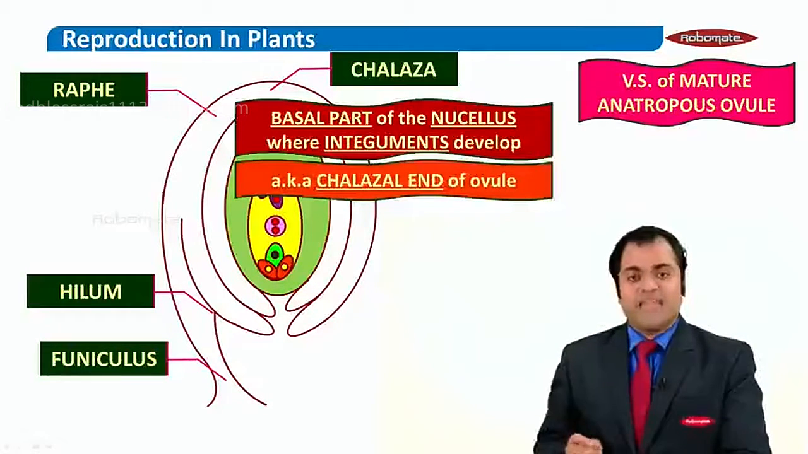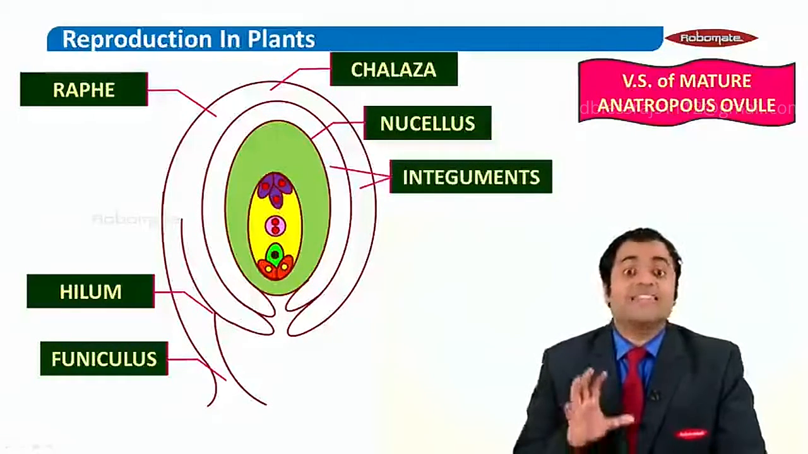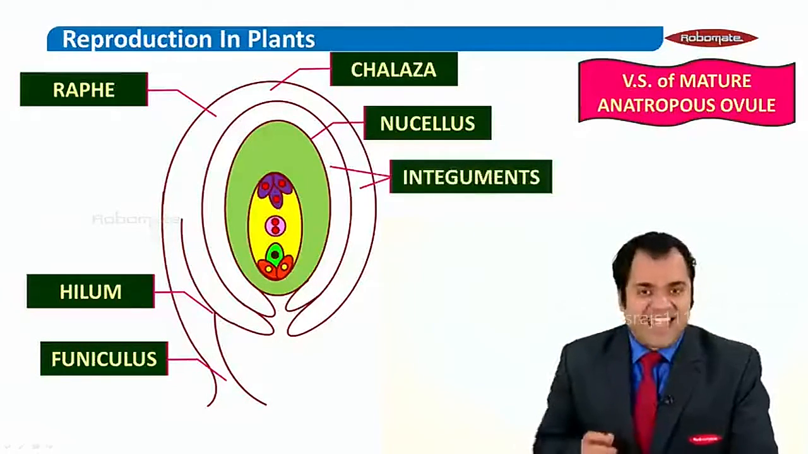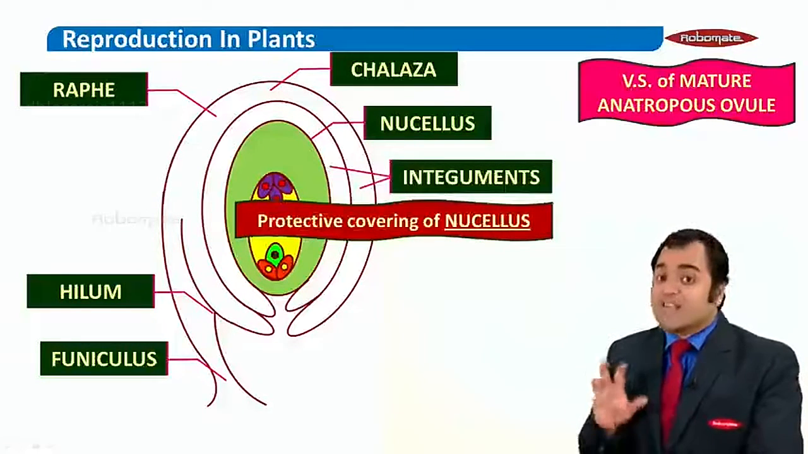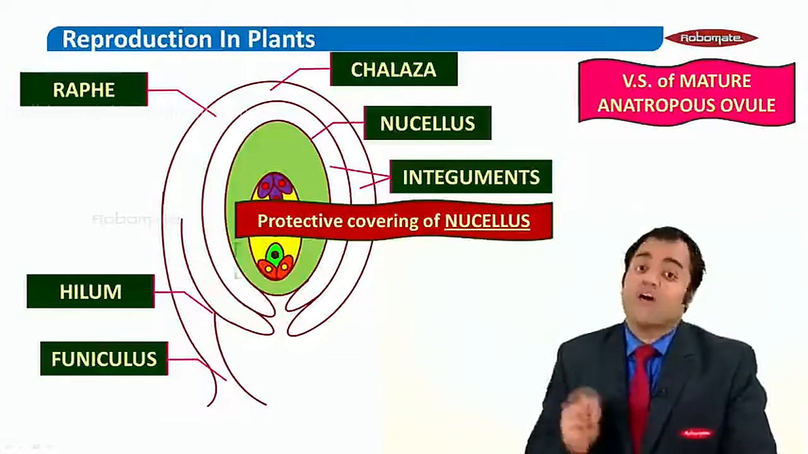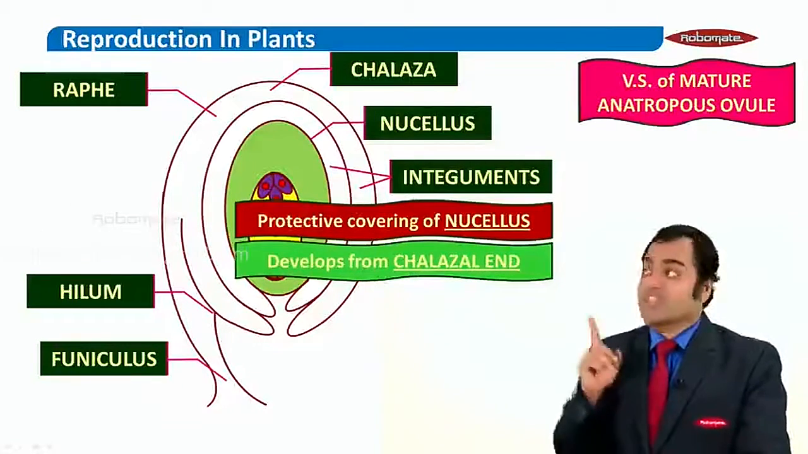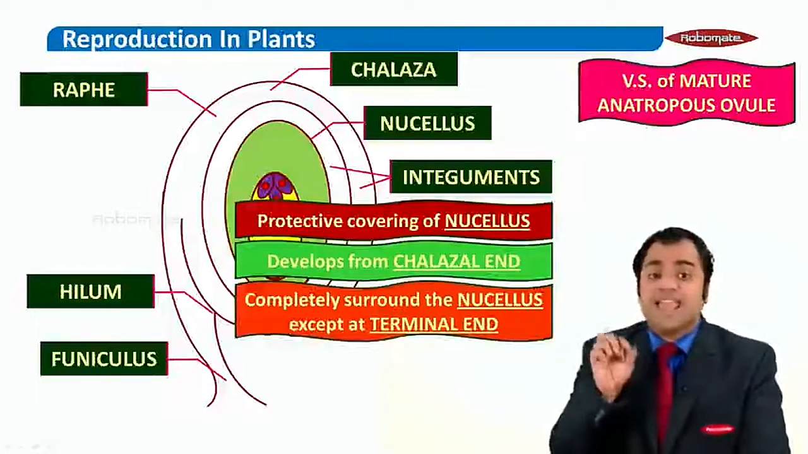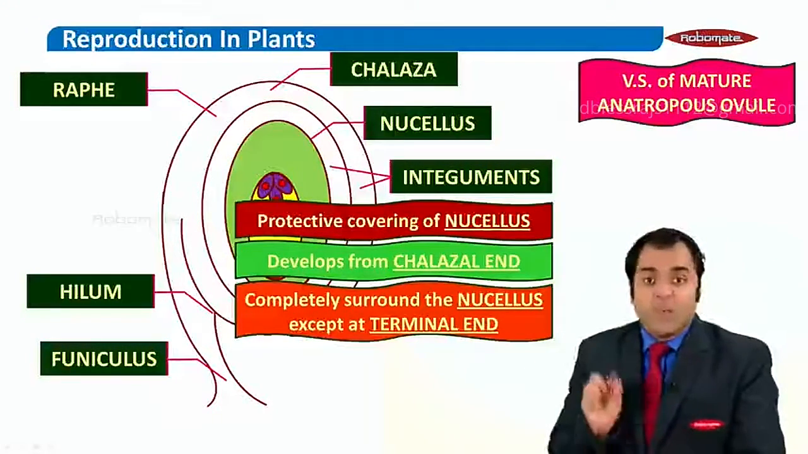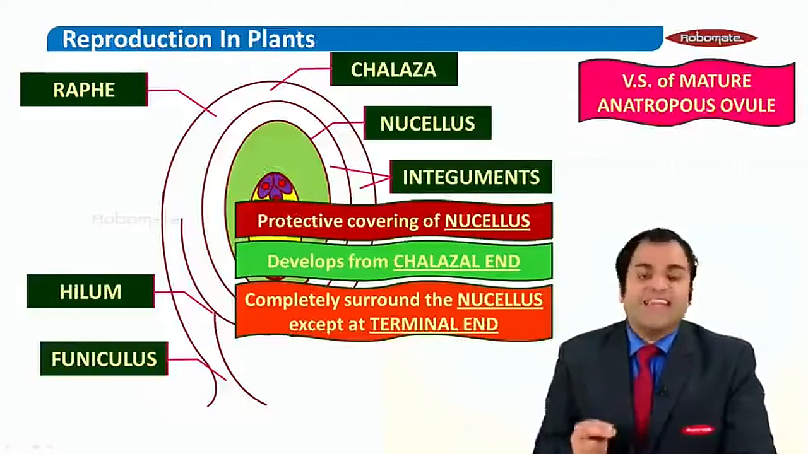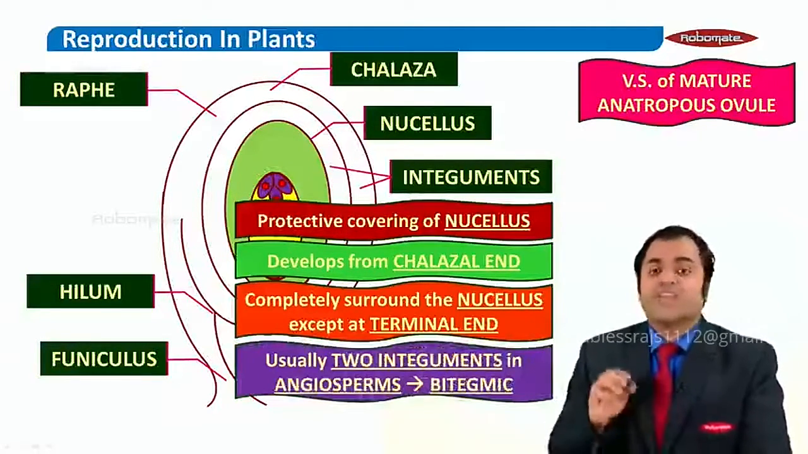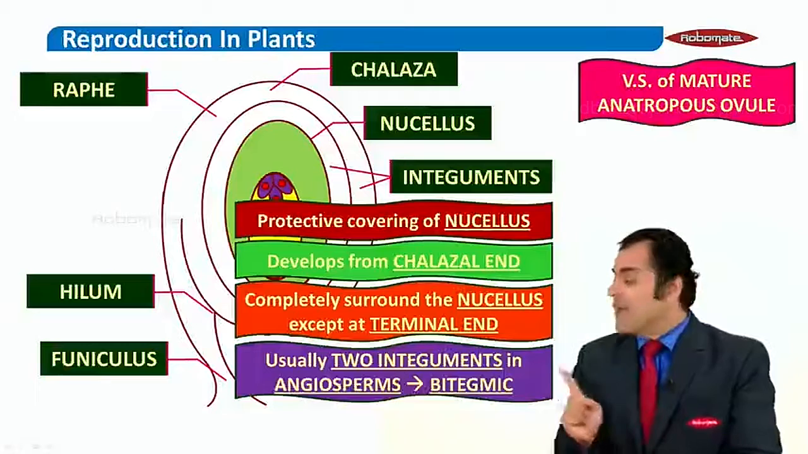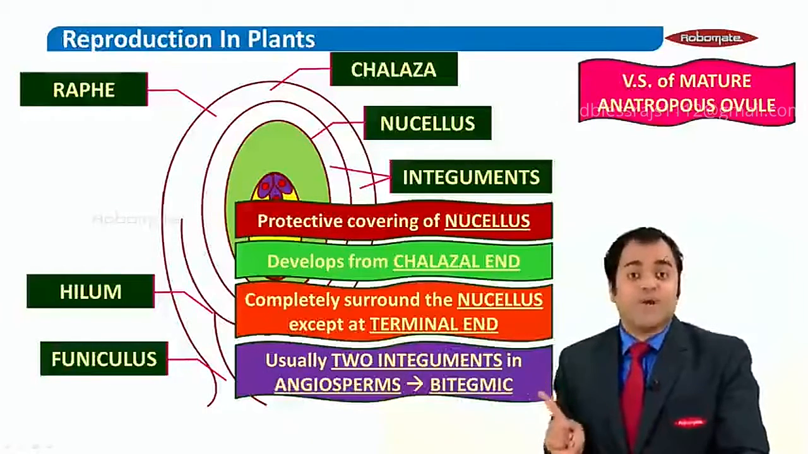Is that okay? The next structure, what you see, are the integuments. Now remember, integuments originate from the chalazal end. So you can say they are protective coverings of the nucellus. You can also say that they completely surround the nucellus except at the terminal end where it is still open. Yes? And finally, you should know that in angiosperms, there are usually 2 integuments and therefore angiosperms are called bitegmic. This is a very important word for you.